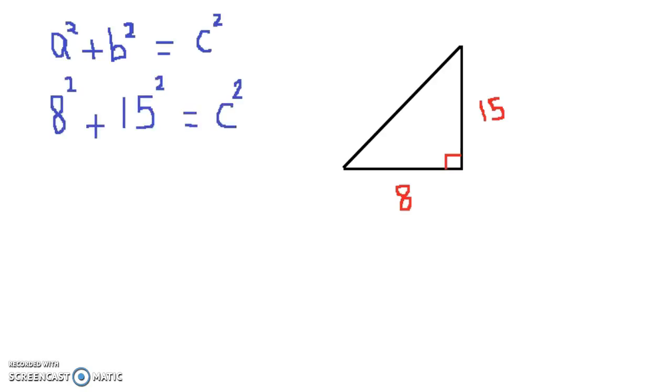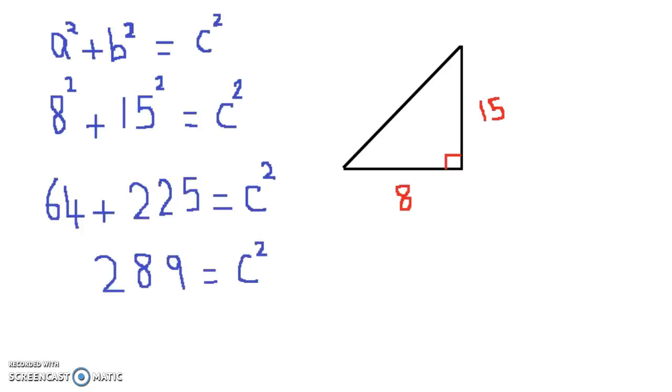By plugging in 8 and 15 for a and b, I can rewrite the equation as 8 squared plus 15 squared equals c squared. I will simplify by squaring the numbers. Then I will add 64 plus 225 to get 289 equals c squared, and then I will square root to find c. And in this case, the square root of 289 is 17. So the hypotenuse, or c, is equal to 17 units.